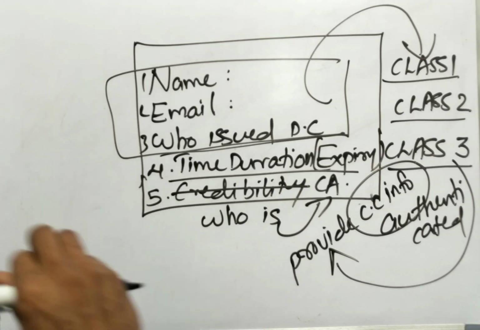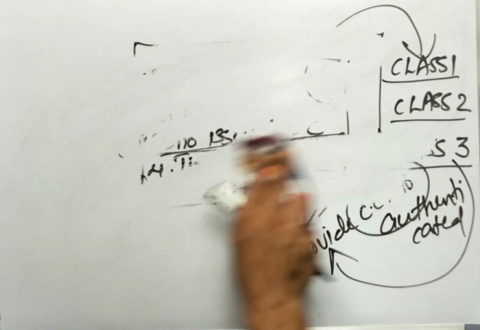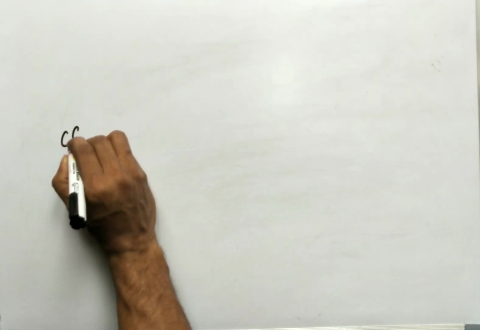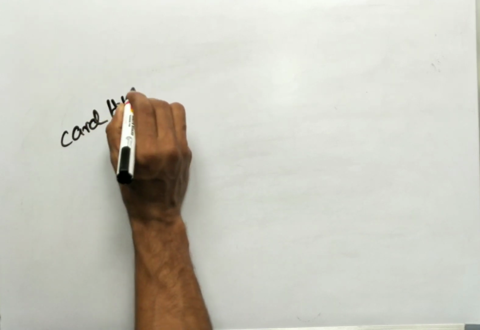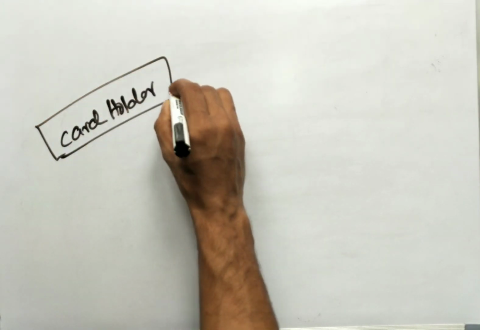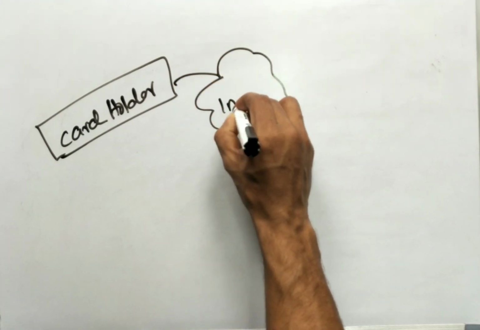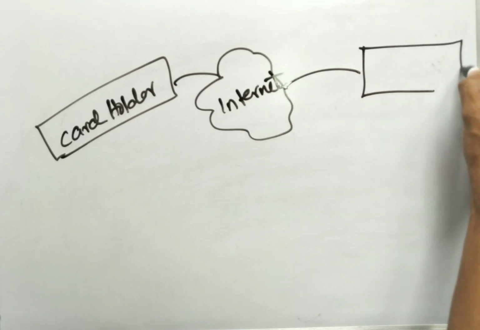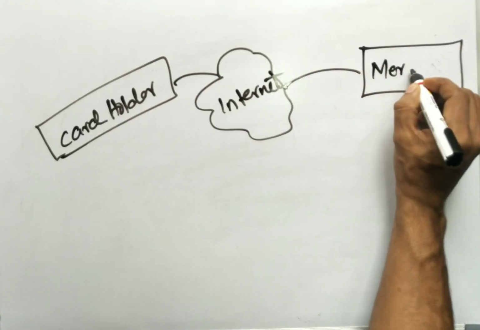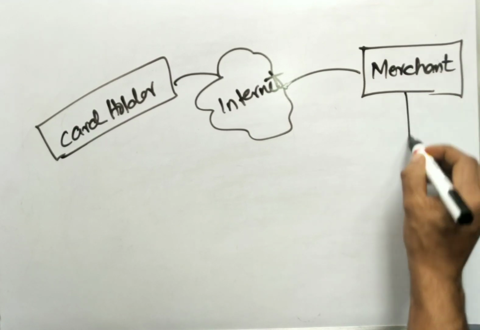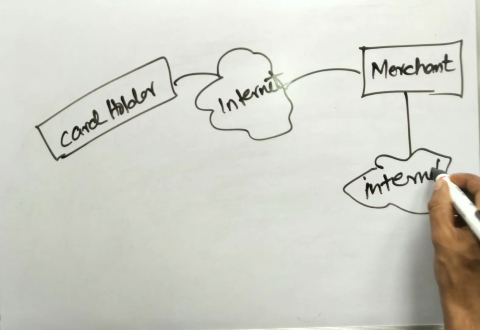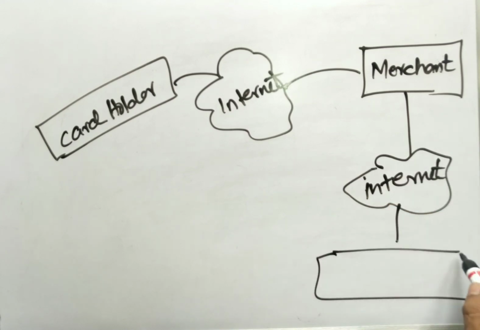And now you have to draw a beautiful picture about the relation between the role players in your notebook also. So we have the user, or the cardholder, and using the internet, the cardholder is conducting some purchase or business with the merchant, and the merchant, again with the help of the internet itself, will be connected to the payment gateway.